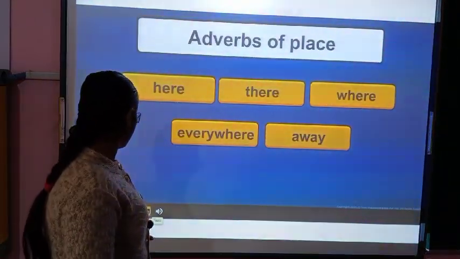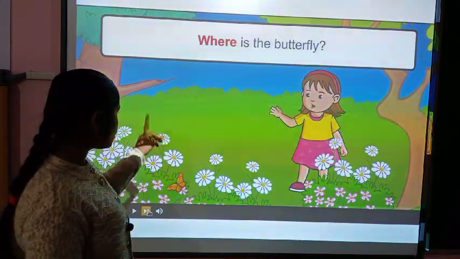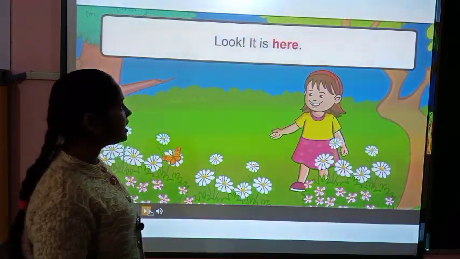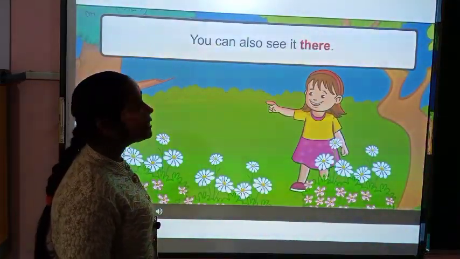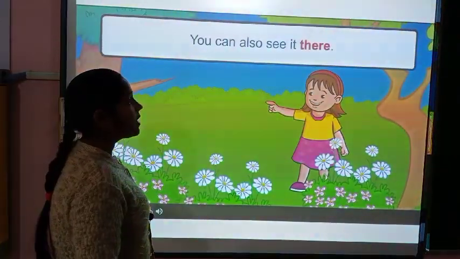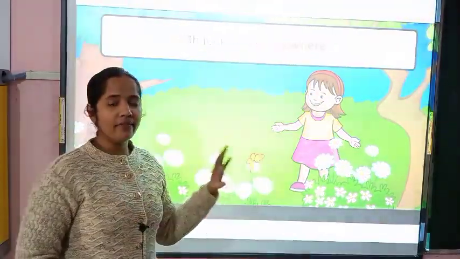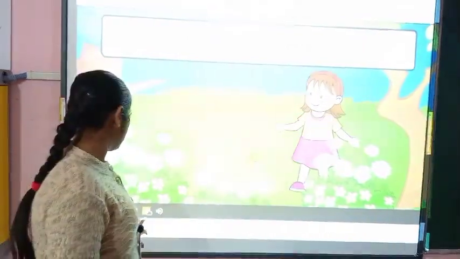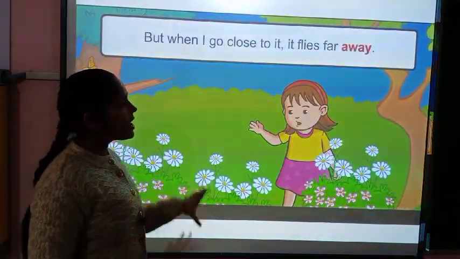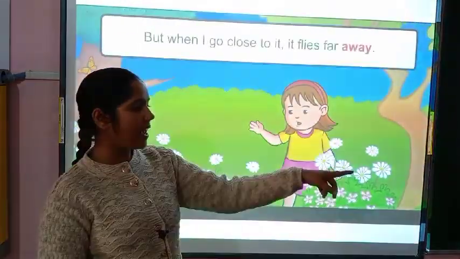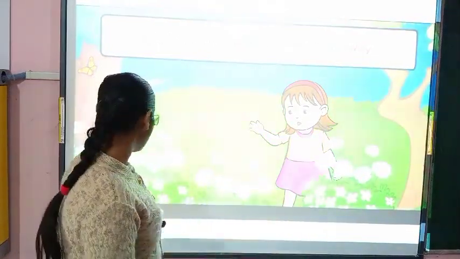Let's go to the activity. Where is the butterfly? Can you see? It is also showing the place. Look, it is here. You can also see it there. So the highlighted words are related to the adverb of place. Oh, it looks everywhere. Everywhere means wherever you look, you will find it there. Like air is everywhere, oxygen is everywhere, like that. But when I go close to it, it flies far. There is a wide distance, so that is far away.